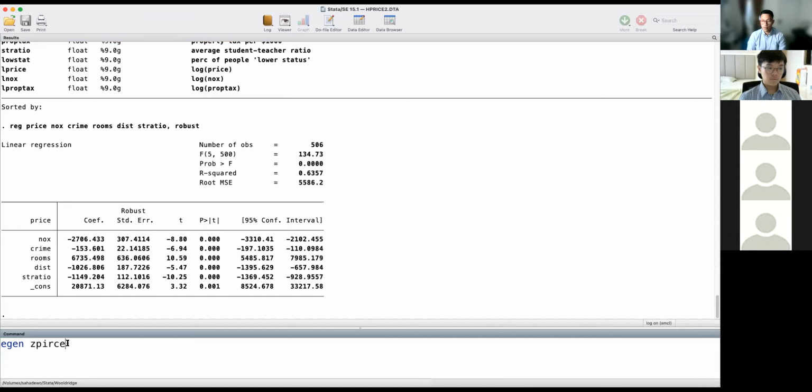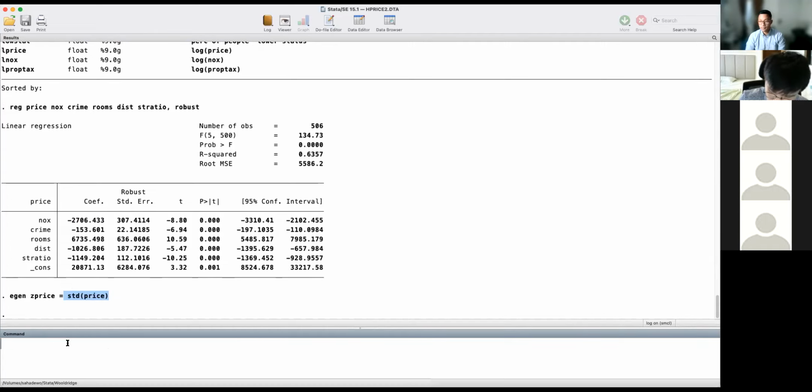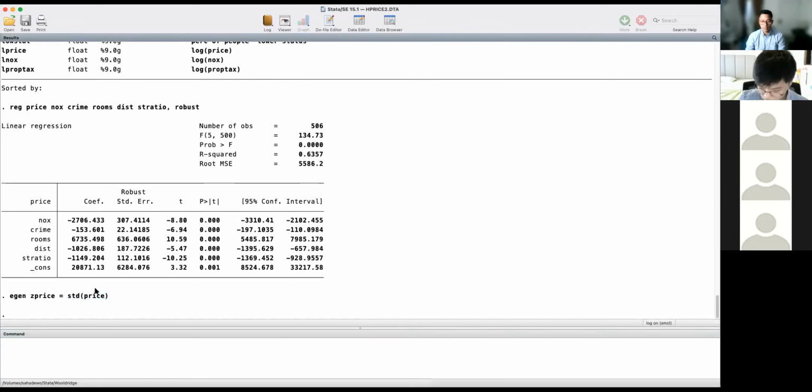In this case, I'm going to create a new variable called Z price, which is the standardized price. Here I'm using egen instead of just generate, because by using egen you can use a lot of built-in functions, in this particular case standardization. In the do file I would label the variable as the standardized value of price, but I'm not going to do it in this instance.